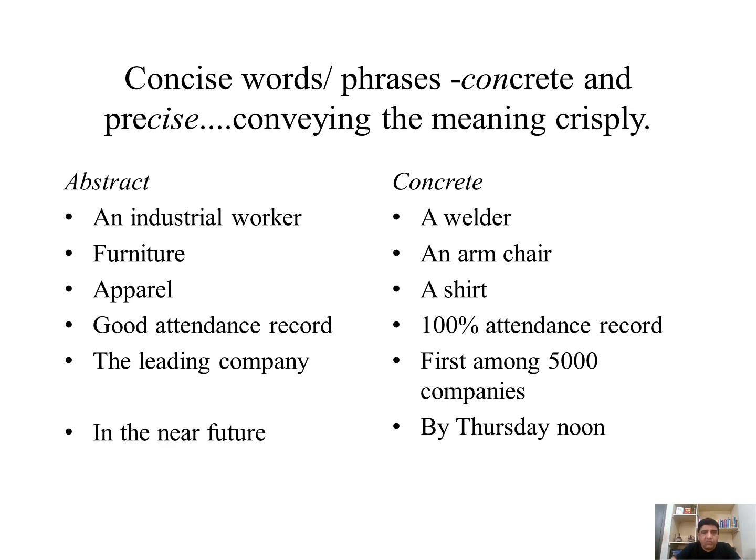Saying apparel or a piece of apparel is again ambiguous. What piece of apparel is it? Is it a shirt or a trouser? That will make things more clear. Saying a good attendance record is again ambiguous because good is an ambiguous word. Instead of that, say either 100% attendance or 80% or whatever figure there is to make things more clear.